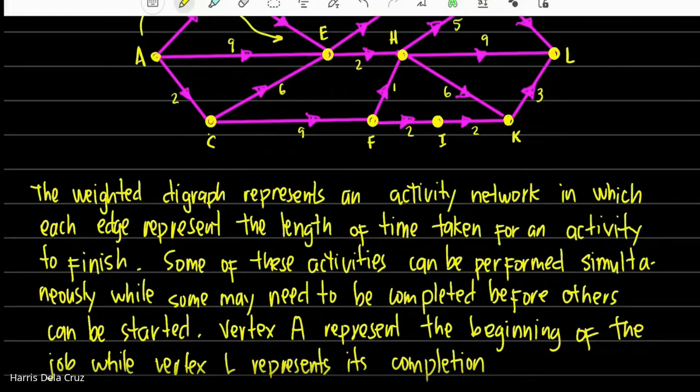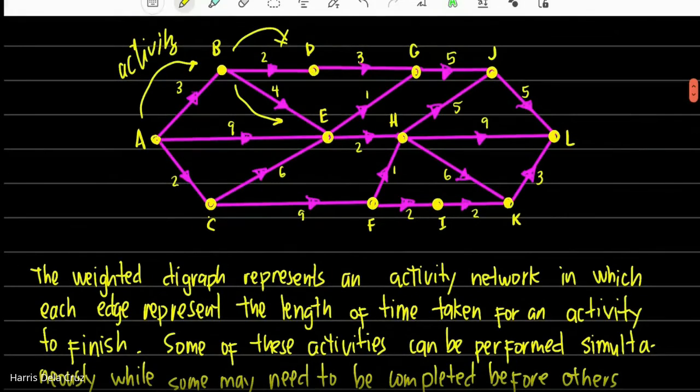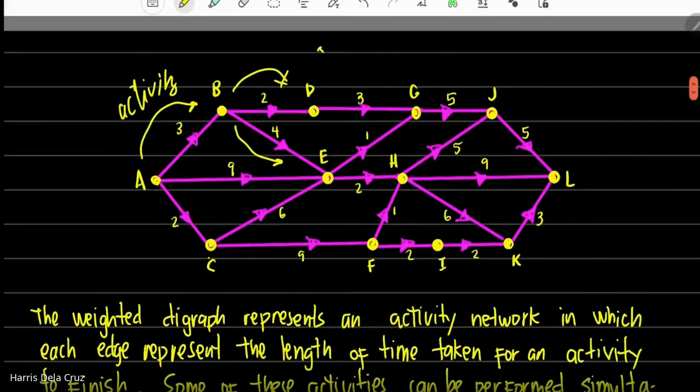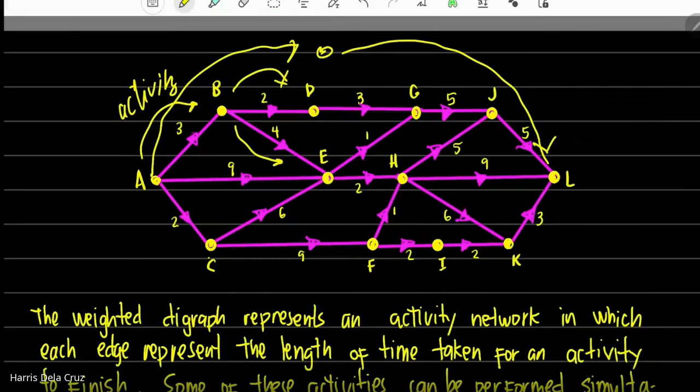Yan. So vertex A always represent the beginning of the job. So lagi nasa left yung beginning ng job, tapos lagi nasa right yung end ng job. And lahat dapat magsimula sa A, tapos lahat dapat matapos sa L. So for example, may activity ka na kailangan gawin independent of the rest. Parang isang activity lang siya. Iko-connect mo pa rin siya sa A kasi kailangan niyang mag-start. Tapos, iko-connect mo pa rin siya sa dulo kasi kailangan niya mag-end. So, laging ganun yung activity network. It always starts from one point and it always ends at one point as well. So, point to point lagi yung pagtingin.